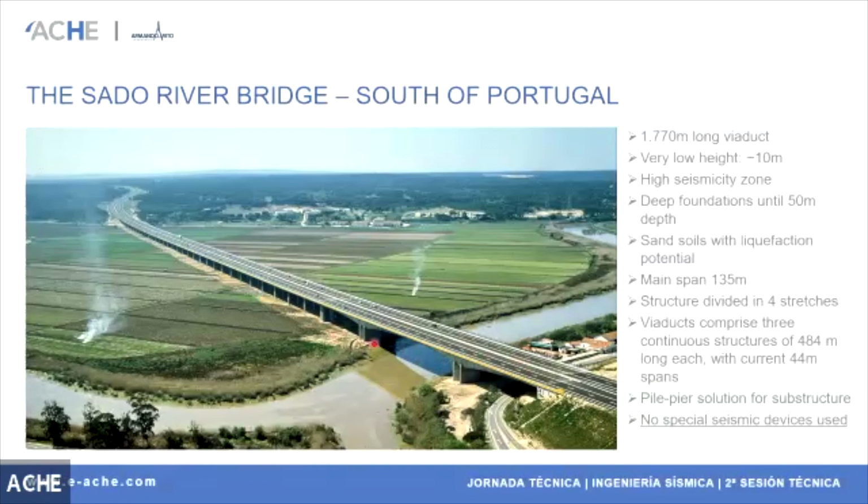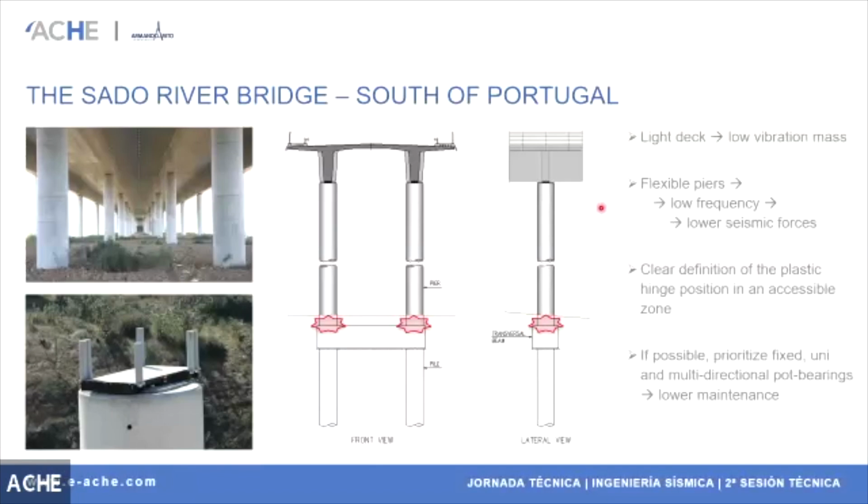and then you have to consider all those scenarios in your calculations. And we have this main bridge to cross the river, where we have a big span and also this pile pier solution with 2.5 diameter. But what is most interesting in this part is how to divide this bridge, because if you make a fully continuous bridge, you will have big displacements at the extremes, and that will condition your conception a lot. So here we divided the access viaduct into 3 stretches, plus the main bridge, and we could achieve a solution without special seismic devices, only using uni and multi and fixed bearings.